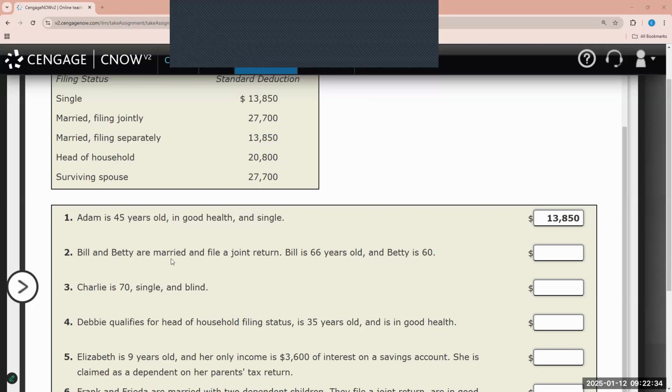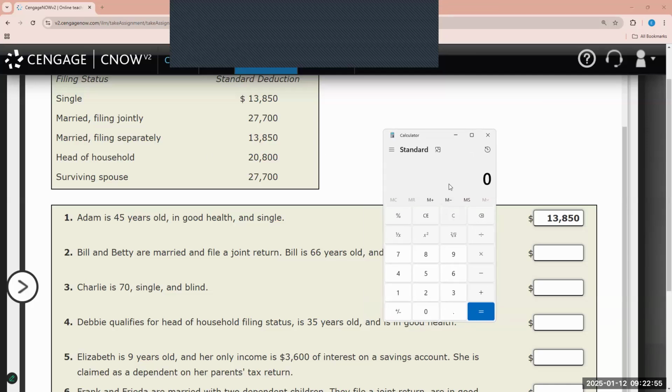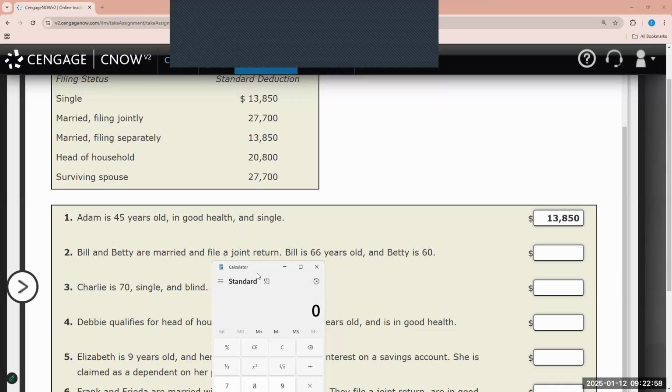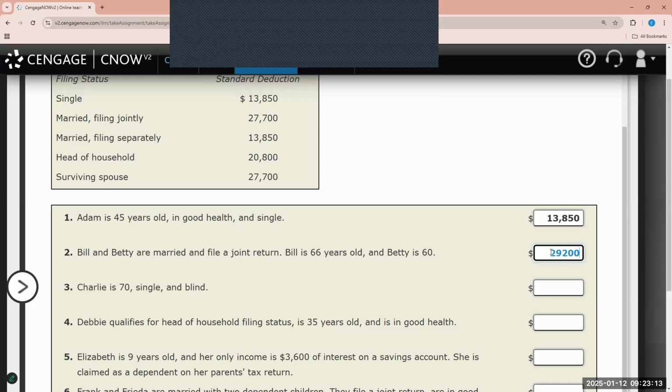Here it states Bill and Betty are married and file a joint return. Bill is 66 years old and Betty is 60. So based on this fact pattern, we essentially see that Bill is 66 years old. So in such case, let's get our handy dandy calculator, and we need to factor in the additional standard deduction. So $27,700 for married filing joint, but Bill is above the age of 65. So therefore, we add the additional standard deduction of $1,500. So their total standard deduction is $29,200.